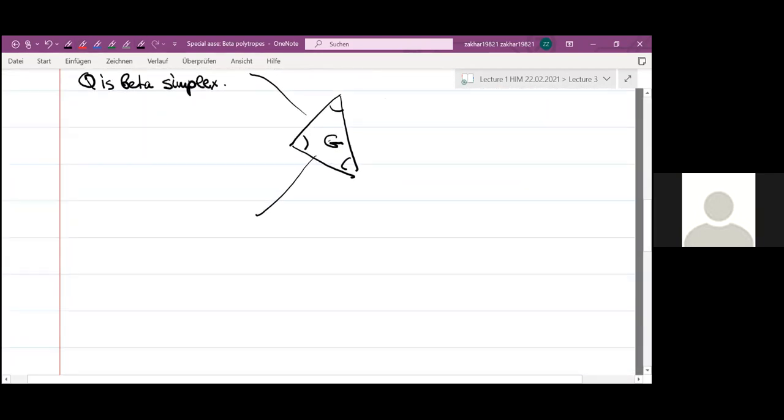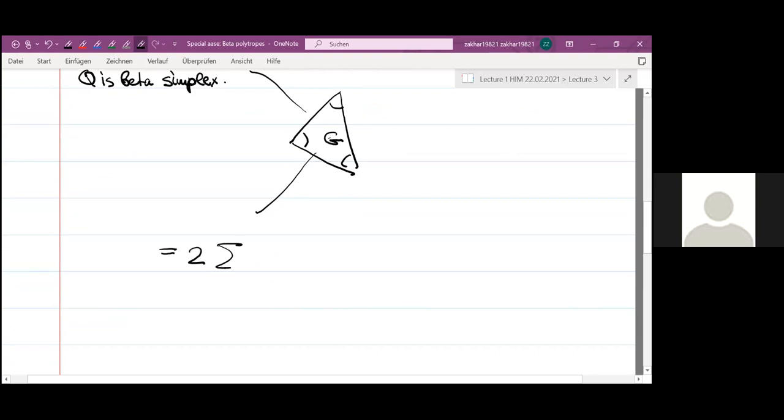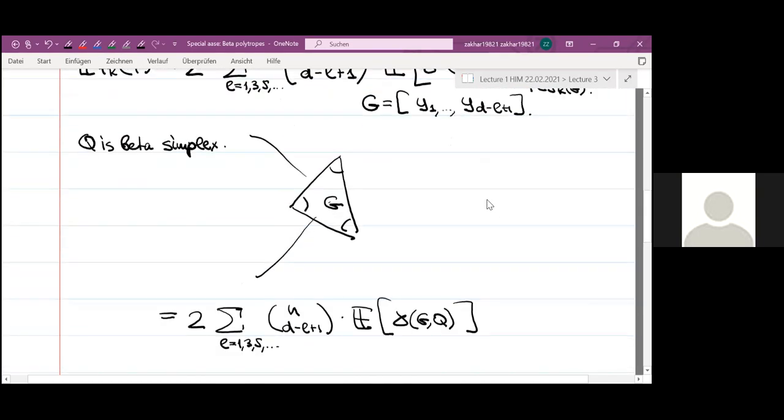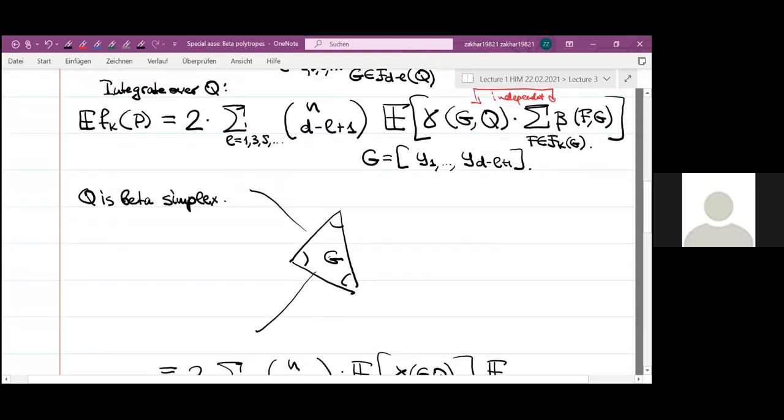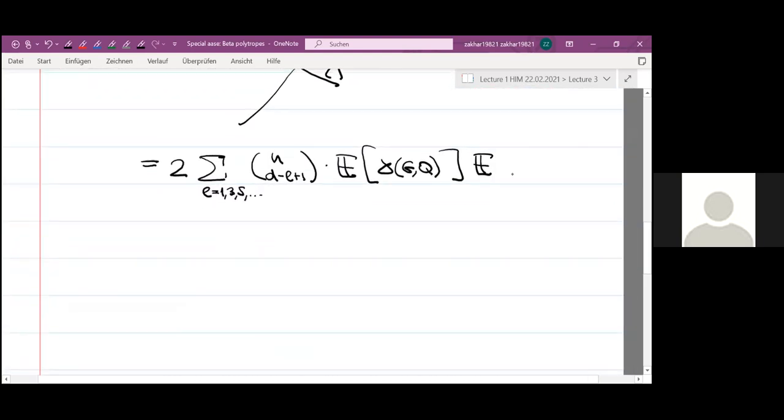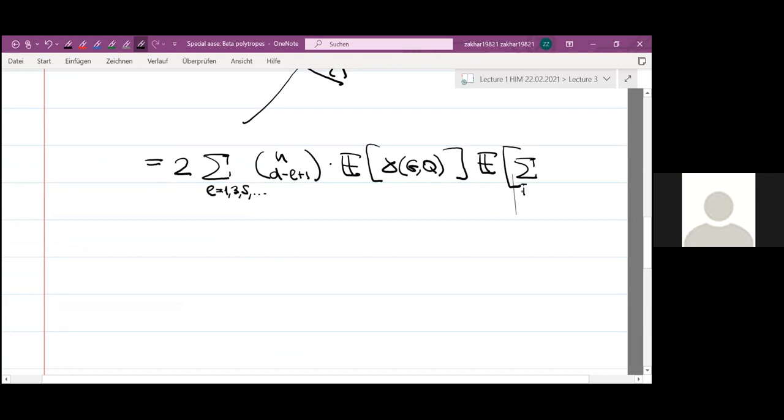And here we use that we are dealing with beta polytopes. So we have here 2 times the sum, L equals 1, 3, 5, and so on, of the binomial coefficients times the expectation of gamma, the external angle, multiplied by the expectation of the internal angle sum. But in fact, we just can take one angle here because all of them have the same distribution. So let me write the sum, but the sum doesn't play any role. So it's f in F_k of G, and here we have the internal angles.